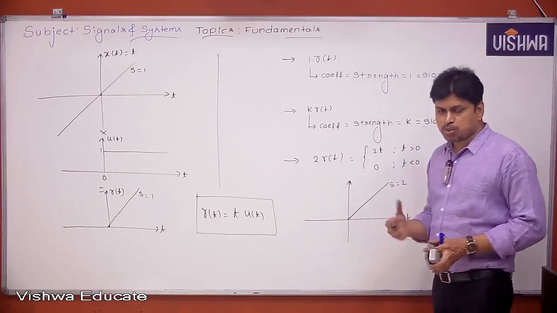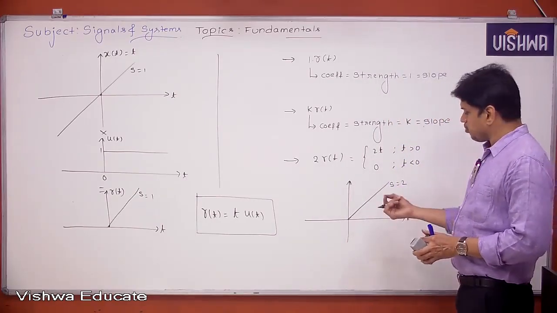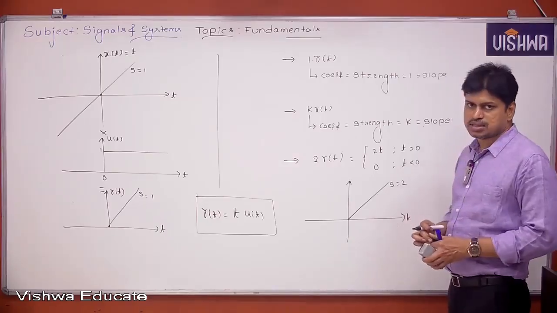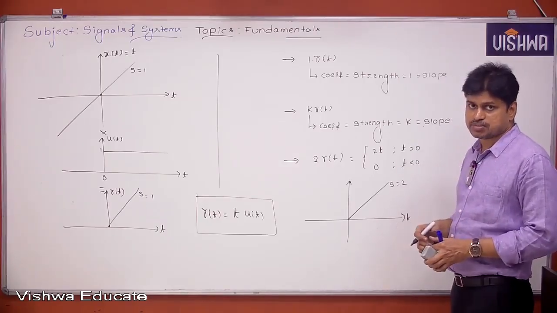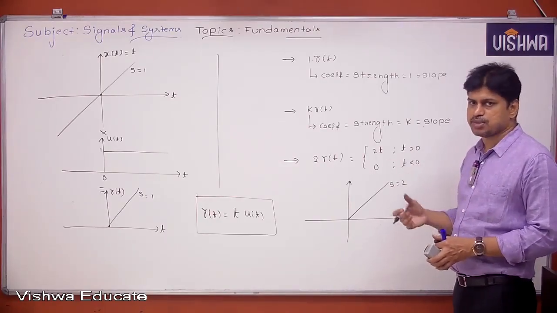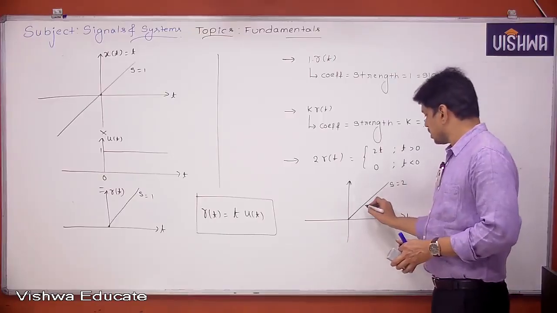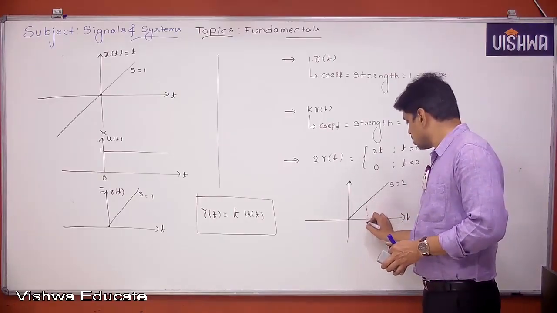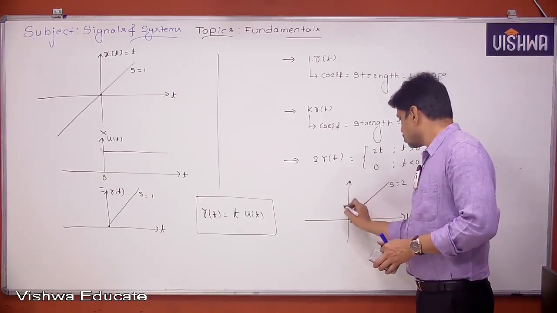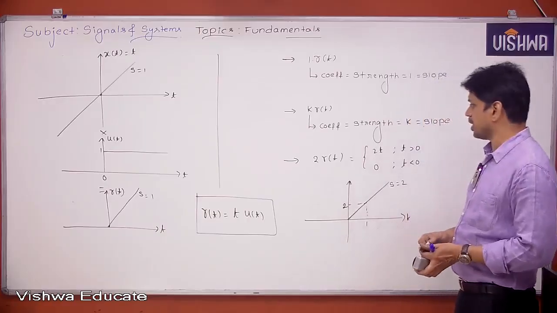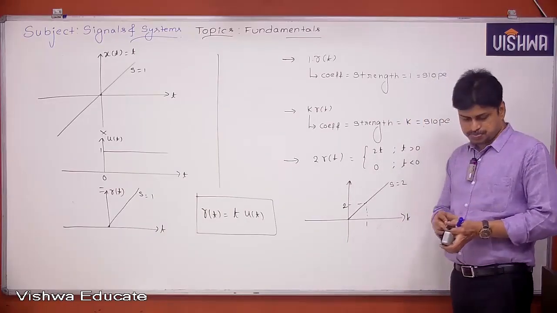What do you mean by slope is equal to 2? That means for a 1 unit change in the x-axis, there is a 2 unit change in the y-axis. So slope is nothing but change in y-axis by change in x-axis. So if I take at 1, what is the amplitude? 2. That's what the slope is equal to 2 line means. Okay, take it.